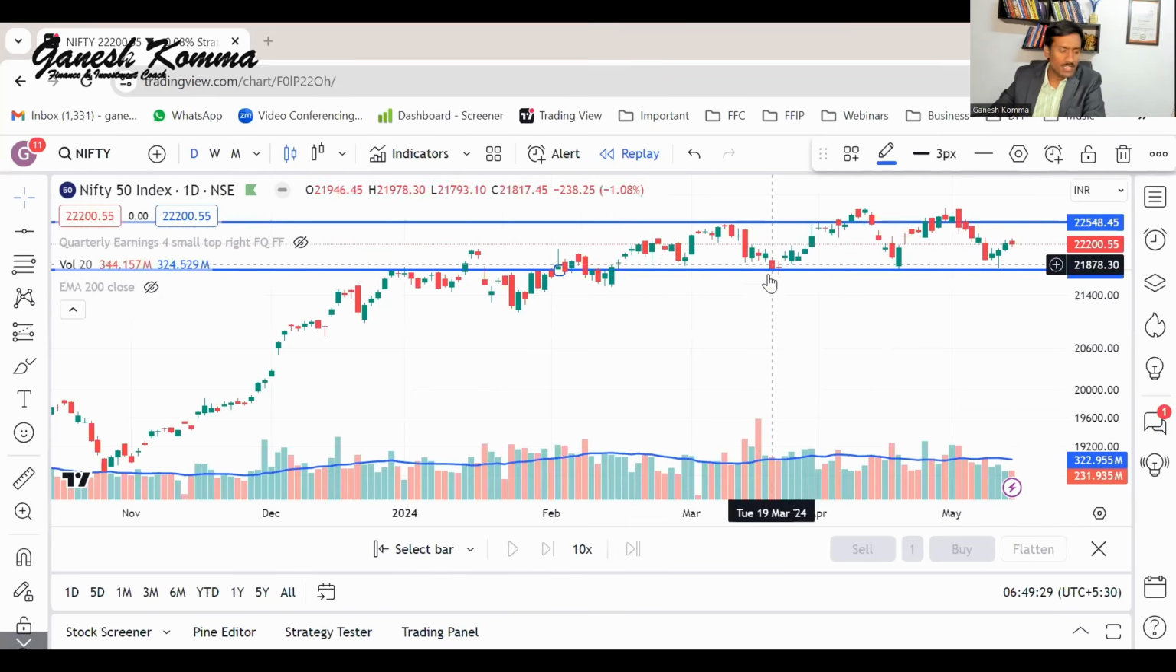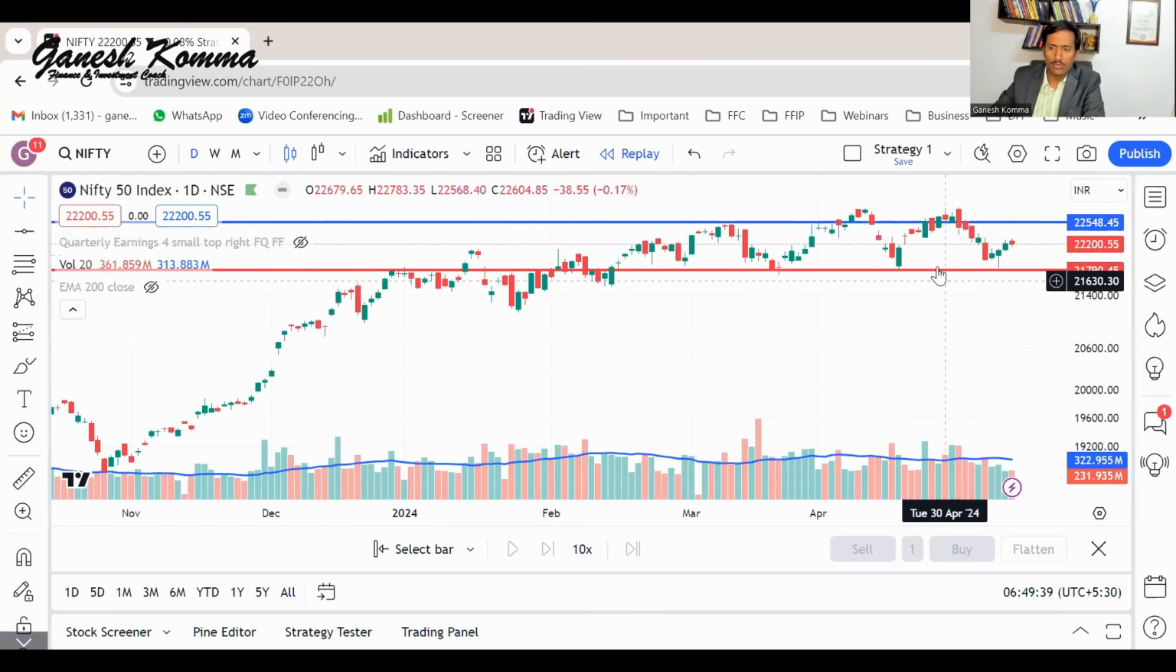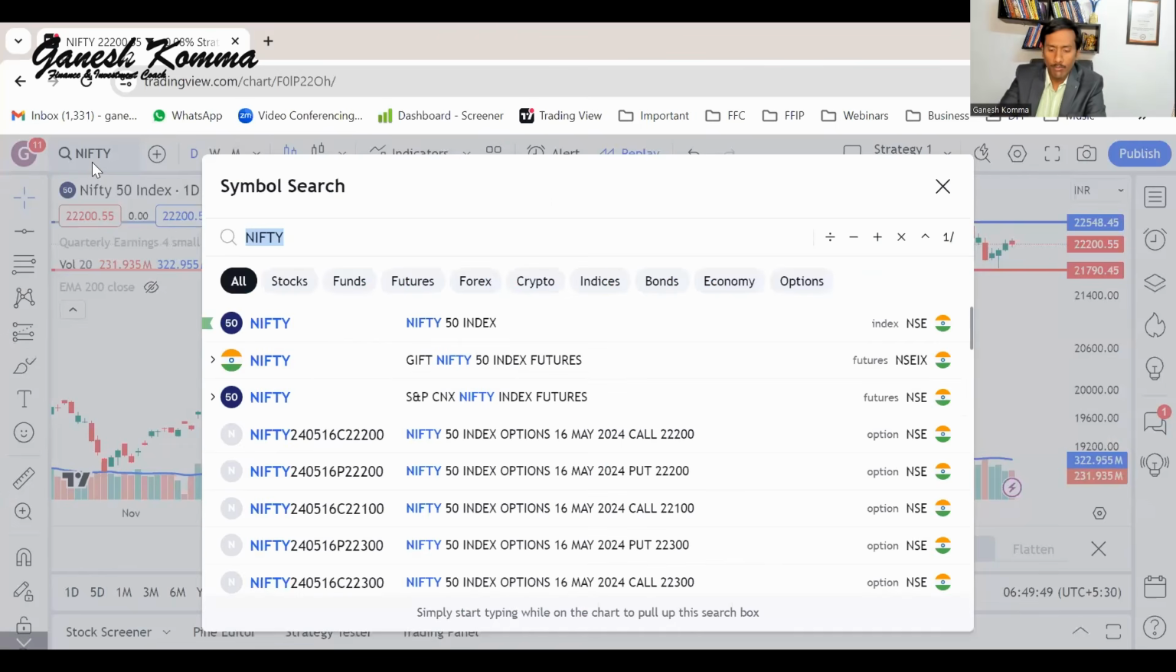And even, yes, to differentiate between the lines, if you have drawn your resistance with blue, you can select the support line, go to this line tool colors and change it to red. So you get a clarity that yes, your red line is your support and your blue line is your resistance. So let's take a couple more examples, right?